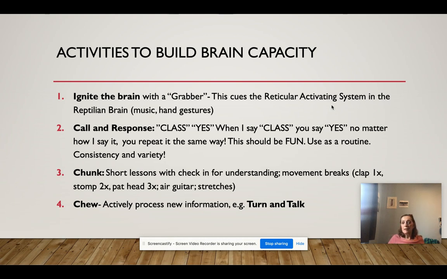And the next one is chew. You have to give students an opportunity to chew what they've learned, meaning not like gum, but process the new information. There are all different activities that will help them process. One is turn and talk, and that also builds a sense of community within the classroom. It gives some accountability to each other and makes them feel connected.